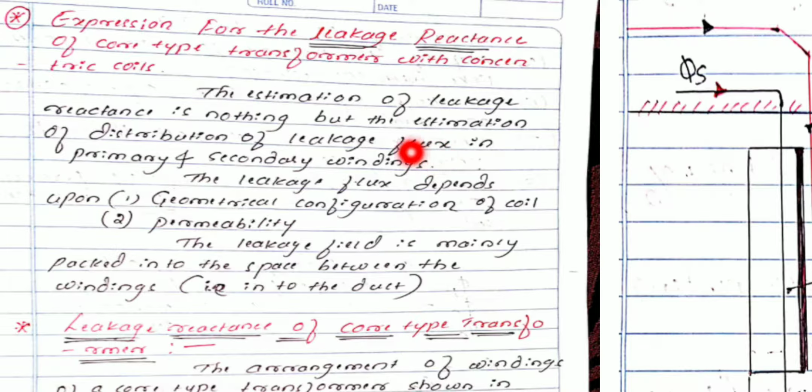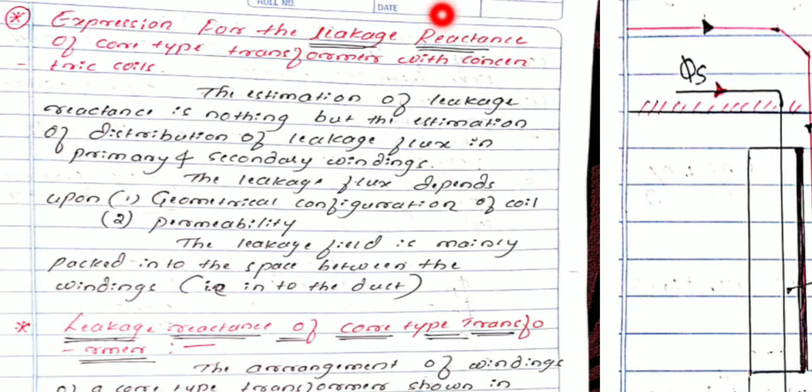So what is the meaning of this? How we estimate this leakage reactance depends upon how the leakage flux gets distributed in the primary as well as the secondary windings. Based on this leakage flux only, we can estimate the total leakage reactance of a core type transformer.